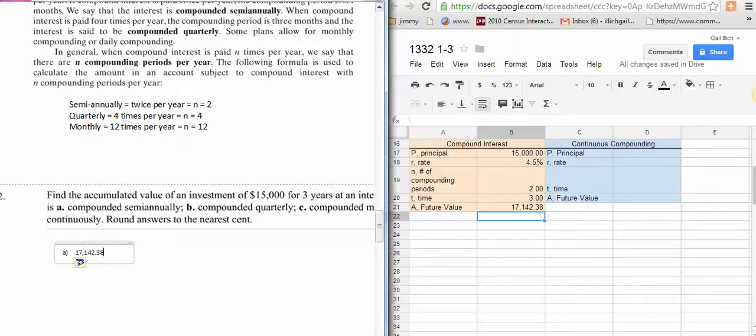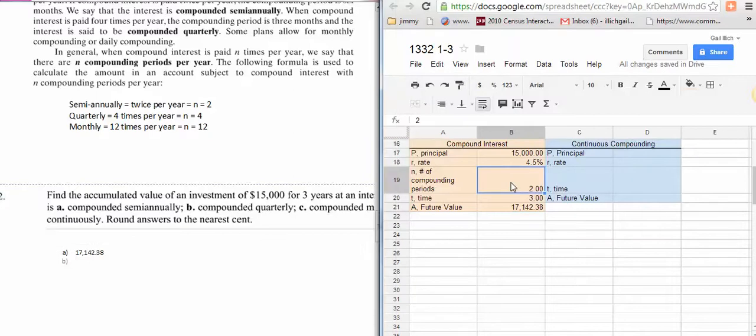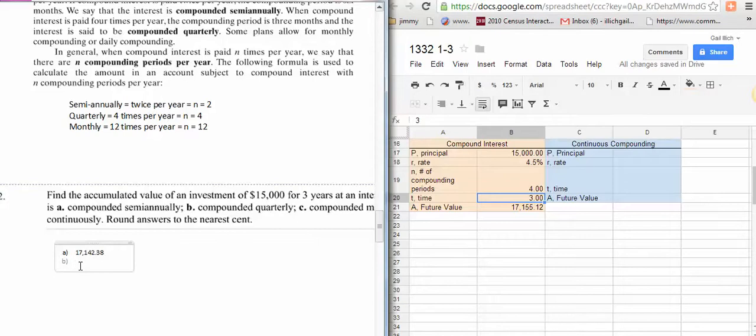So I could just kind of put in for A here was 17,142.38. Right now, all I have to do for B is change the number of compounding periods. So I just come in here to B and I change that to a 4 and say enter, and notice I get the new value. See, if you compound more often, you end up with a little bit more money. So this is going to be $17,155.12.